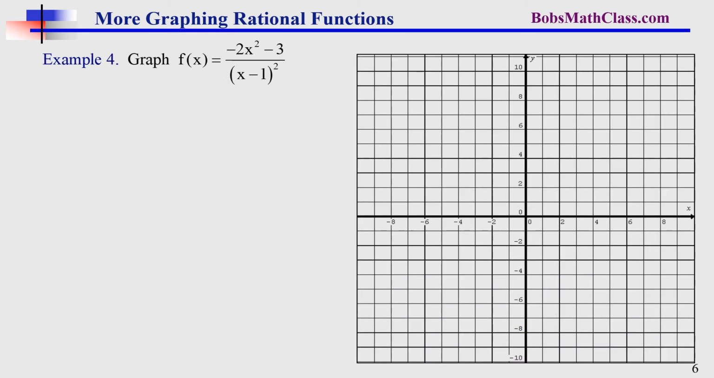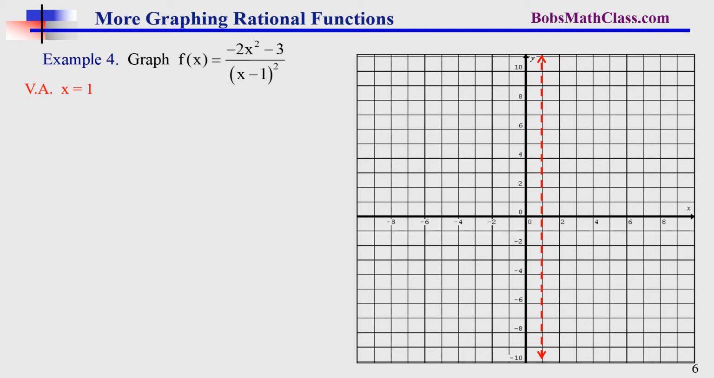Okay, let's go ahead and graph that one. Well, we know the vertical asymptote is x equals 1 if you set the denominator equal to 0. Remember, that's (x - 1) times another (x - 1). So if you set each factor equal to 0, each time you'll get x equals 1. So there's only one vertical asymptote.